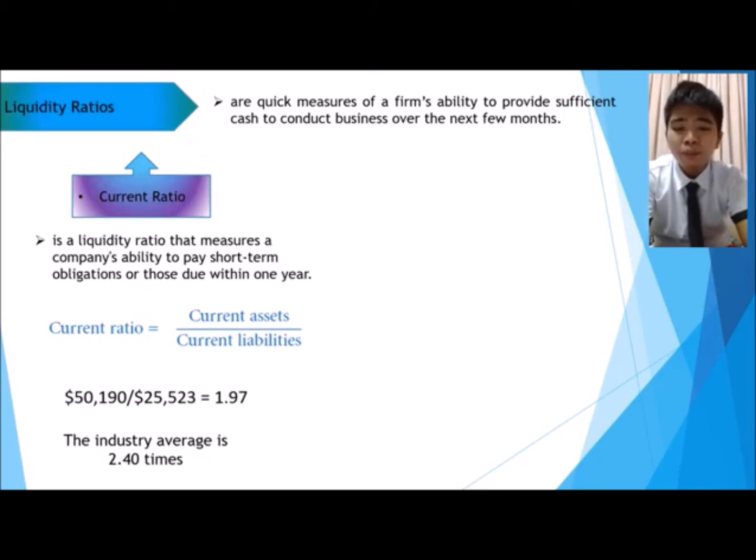For example, Drake Company, its current ratio is 1.97 or 2:1. However, the industry average is 2.40 times, which is higher compared sa current ratio ni Drake nga 1.97. So there is a risk on the part of Drake Company in terms of its current ratio.